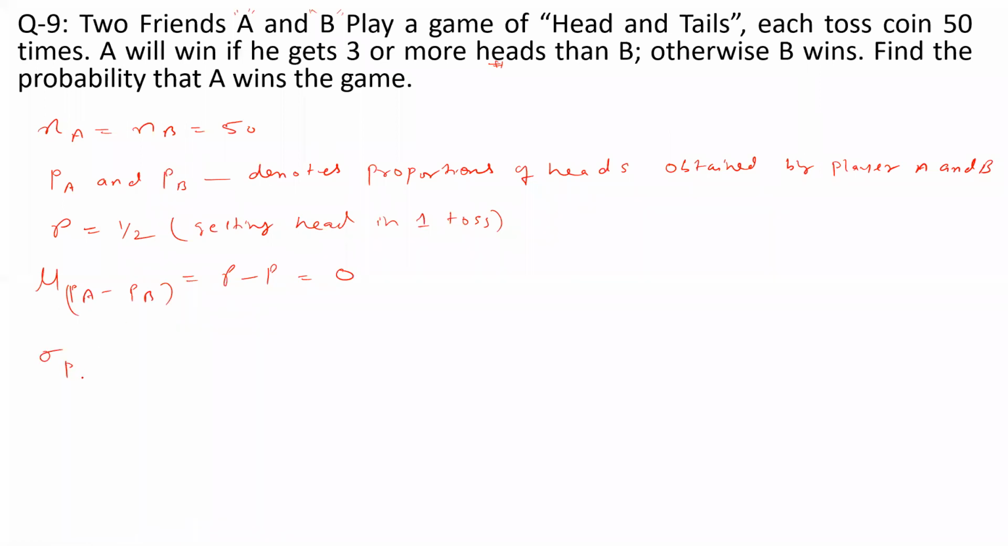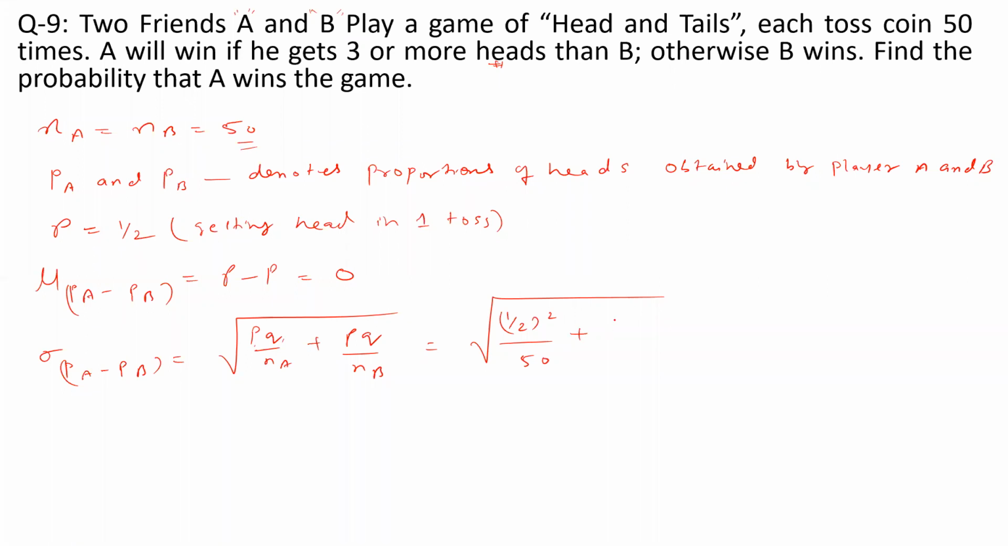But what about the standard deviation of P_A minus P_B? That will be the square root of pq by n_A plus pq by n_B. So this is also 1 by 2, this is also 1 by 2. So this will be (1/2)^2 by 50 because they are tossing 50 each, plus (1/2)^2 by 50. So when we calculate this quotient, we will get 0.1 approximately.